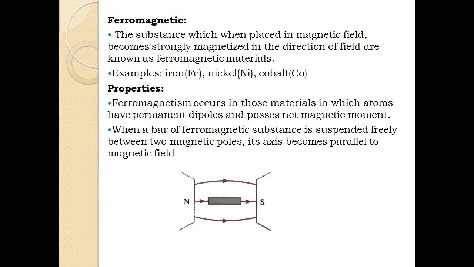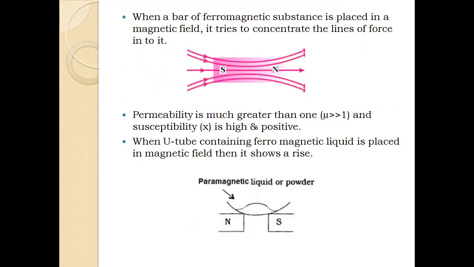Then comes the third magnetic material, that is ferromagnetic material. The substances which, when placed in a magnetic field, become strongly magnetized in the direction of the field are known as ferromagnetic materials, and the examples are iron, nickel, cobalt, and so on. Ferromagnetism occurs in those materials in which atoms have permanent dipoles and possess net magnetic moment. When a bar of ferromagnetic substance is placed freely between two magnetic poles, its axis becomes parallel to the magnetic field, and it also concentrates the field lines to pass through it, where the density is more. The permeability is much greater than 1 and the susceptibility is high and positive.